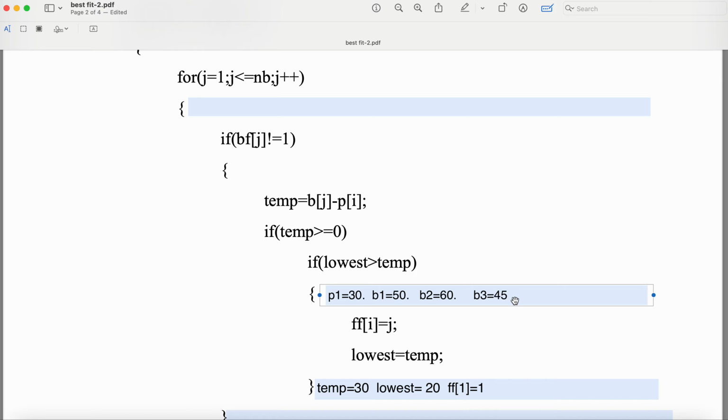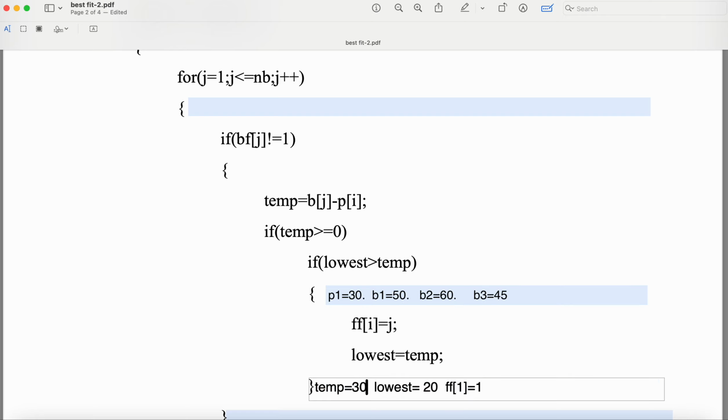So what is B of j now? B of 3. B of 3 means 45. So 45 minus, what is the process? That process is 30 only. In the first iteration, the value of i is 1 only. So 45 minus 30 means 15. So now what is the temp value? 15.